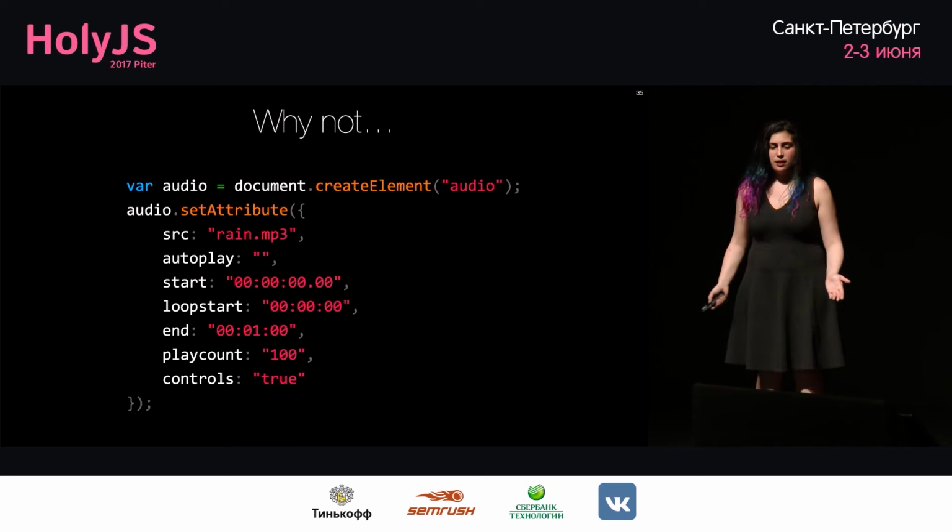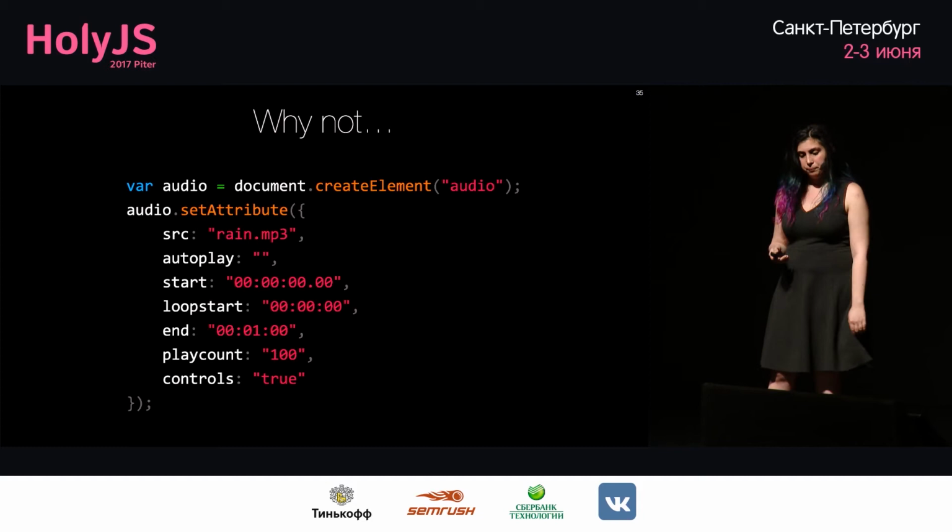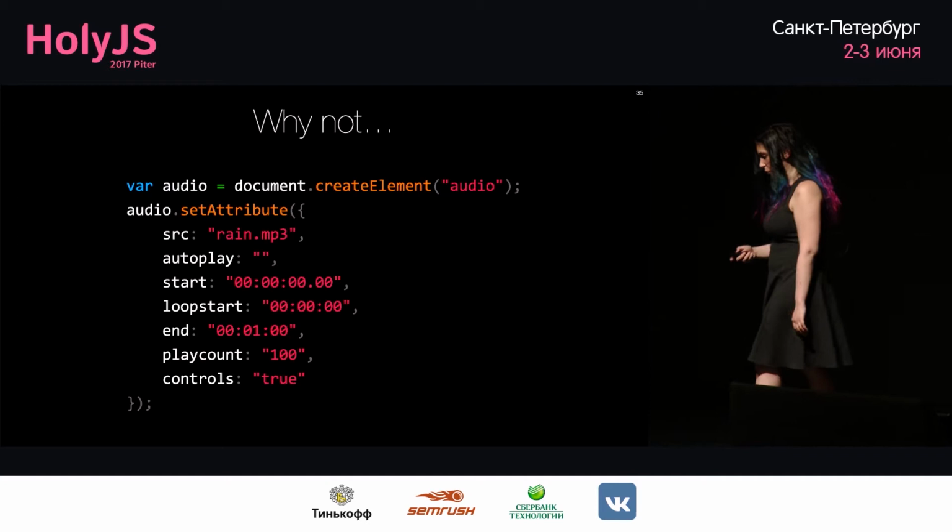And act accordingly. Sadly, in JavaScript, we don't really have polymorphism. We have to do it manually. In other languages, you can have multiple signatures and act accordingly. Sadly, not in JavaScript, at least yet.